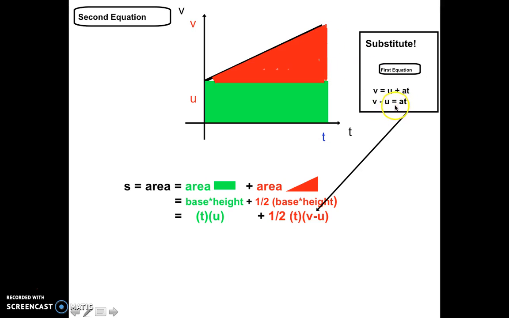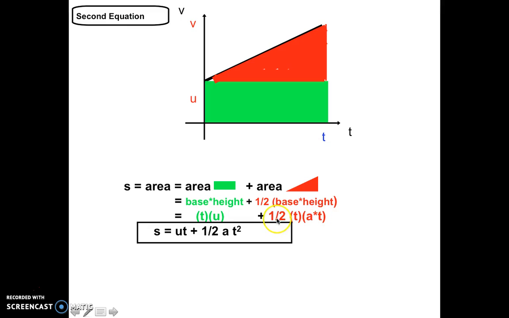Then we can take this first equation that we got, that the final velocity is equal to u plus at. I can rearrange that to say v final minus v initial equals at. And I'm going to plug that right in here so that we have something that's not quite so complex as this. So that becomes at. And that means we have 1/2 times t times a times t. So that's t squared. So we get our second equation, and this equation helps us find s, which IB calls the displacement.